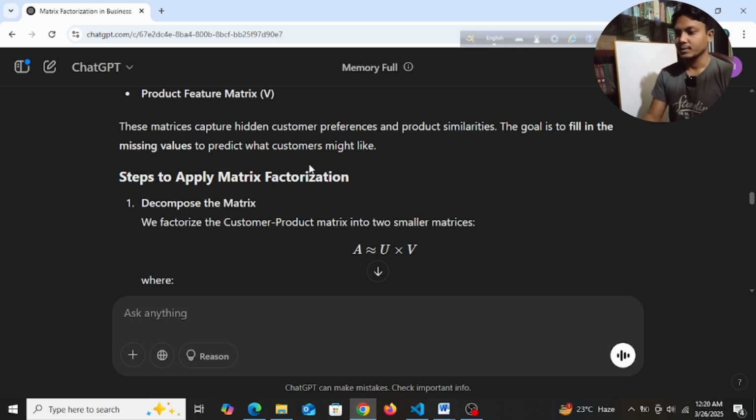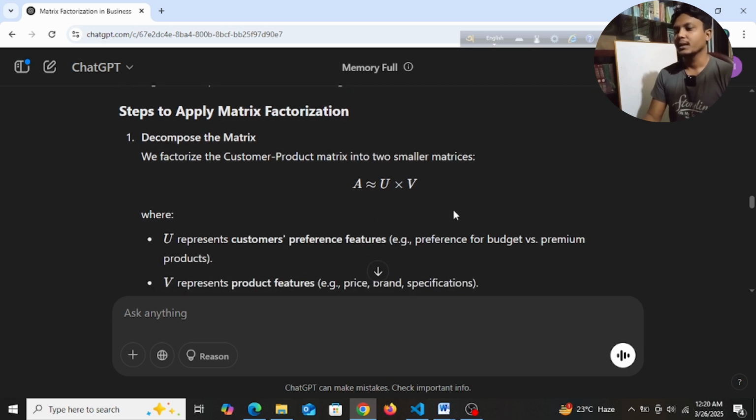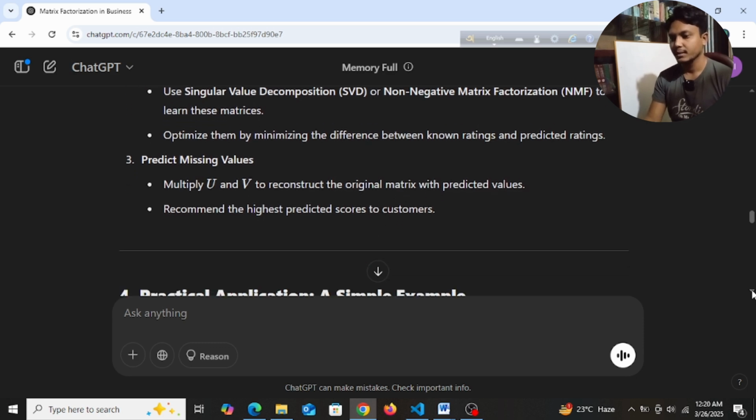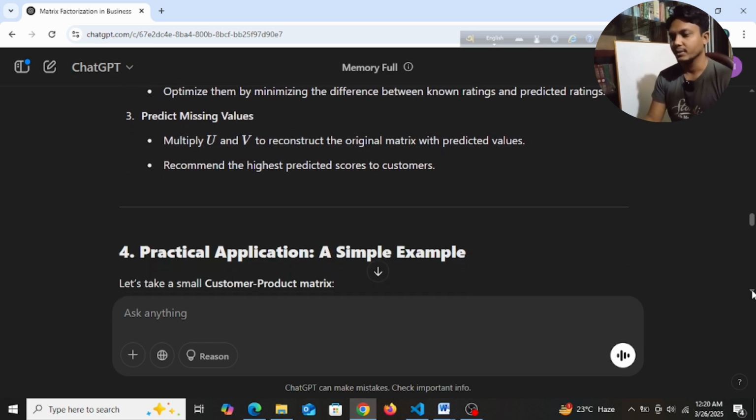Steps to apply matrix factorization: decompose the matrix. We factorize the customer product matrix into A equals U times V. U represents customer preference features, and V represents product features. Then we train the model, using singular value decomposition or non-negative matrix factorization to learn these matrices, optimizing them by minimizing the difference between known ratings and predicted ratings. To predict missing values, multiply U and V to reconstruct the original matrix with predicted values.